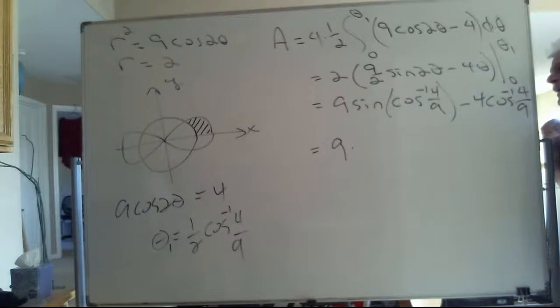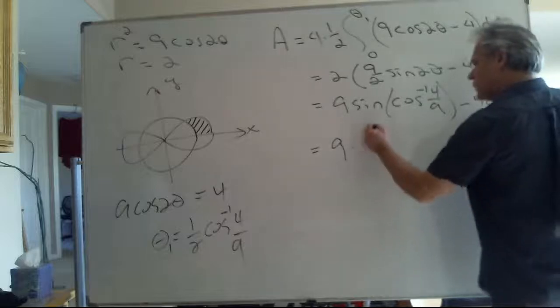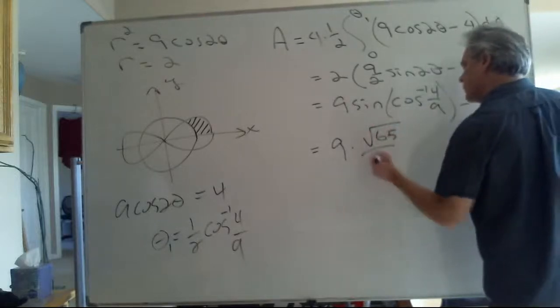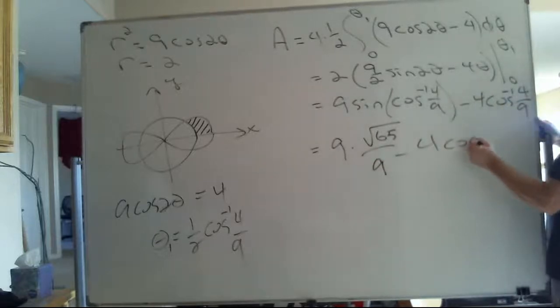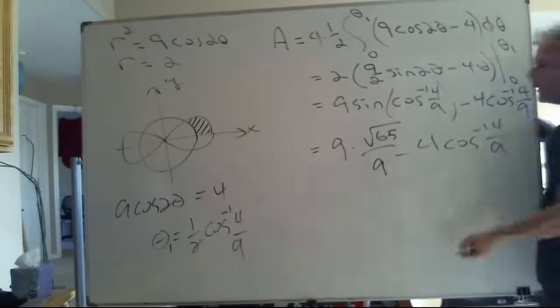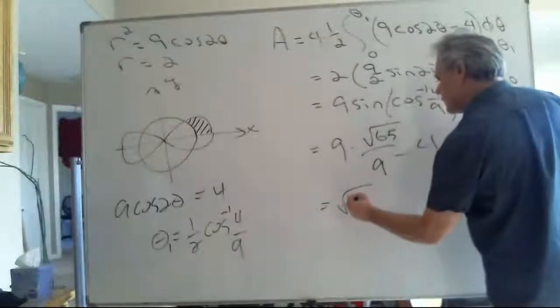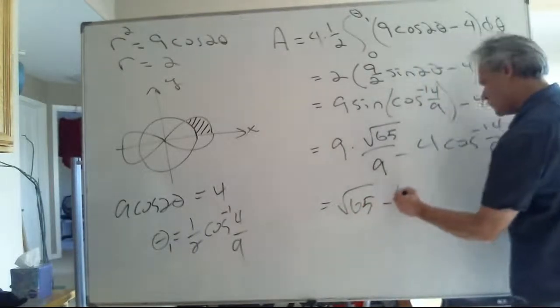Sorry, I'm stalling. I'm tired. What's the sine of the inverse cosine of 4/9? 81 minus 16 is 65. I hope over the length of the hypotenuse. Or how about better yet, this.